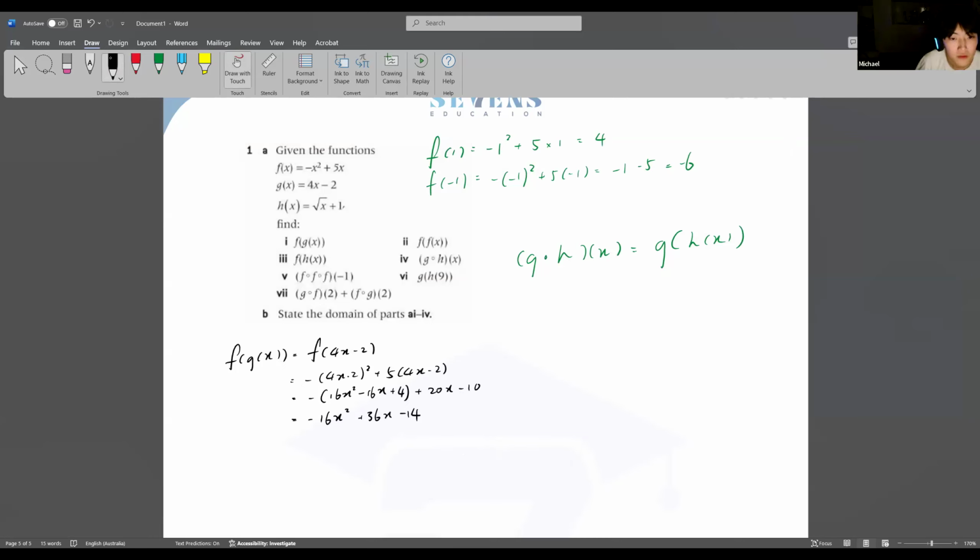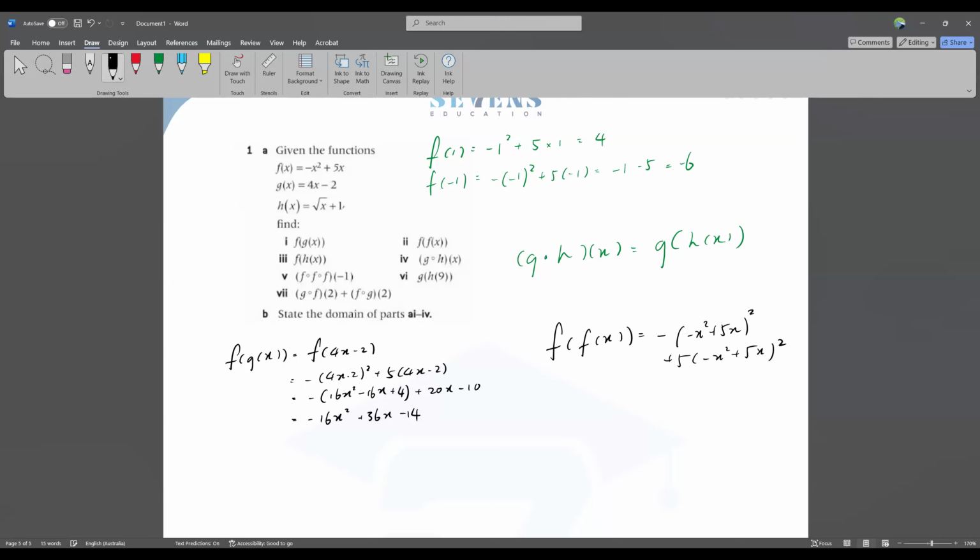So first you have negative bracket minus x squared plus 5x bracket squared, plus 5 bracket minus x squared plus 5x bracket. Yep, that looks right. All right.